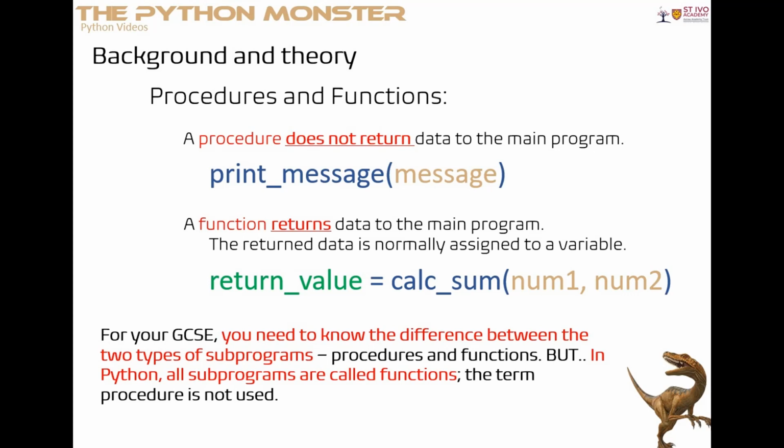Okay. For your GCSE, however, you need to remember those 2 traditional types. A subprogram can either be a procedure or a function. The difference between the two is that a function returns a value to the main program, but a procedure does not.